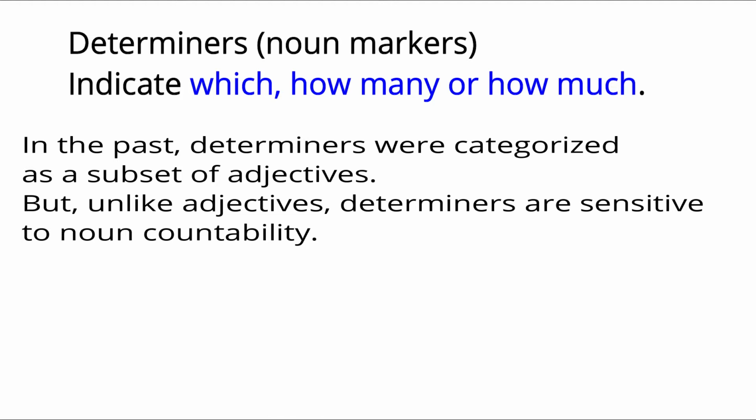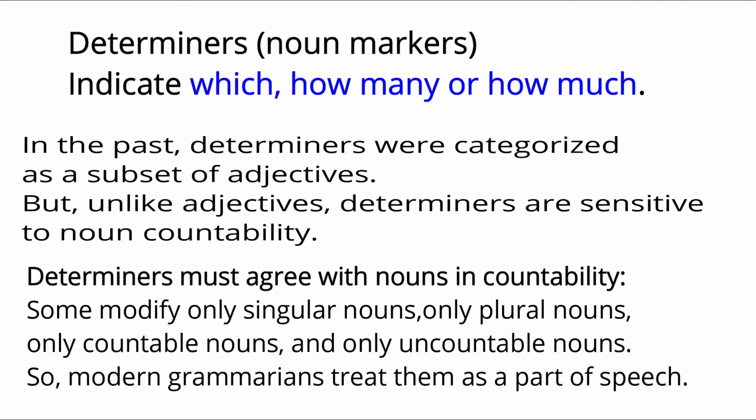But in terms of grammar, determiners are different from adjectives in that, unlike adjectives, determiners are sensitive to noun countability. That is, some determiners modify only singular nouns and some only plural nouns. Also, some modify only countable nouns and some only uncountable nouns. So modern grammarians treat determiners as a part of speech.